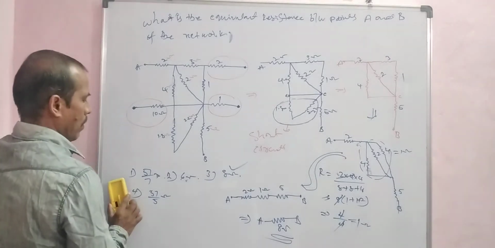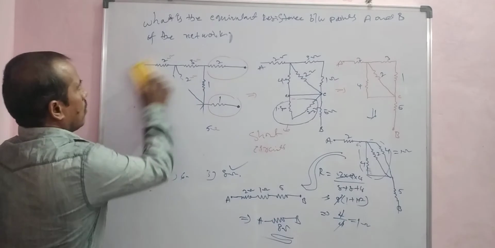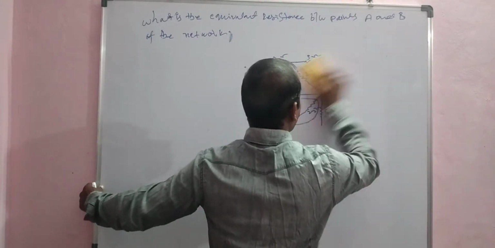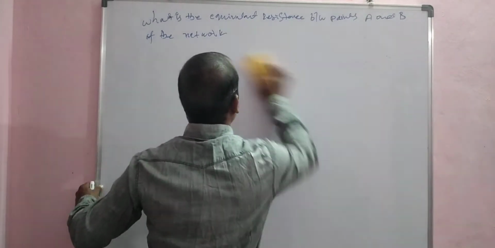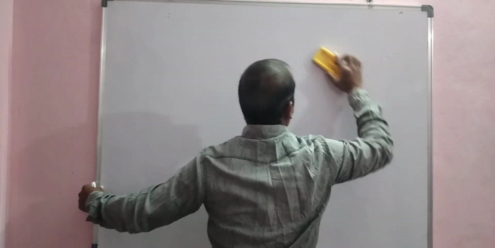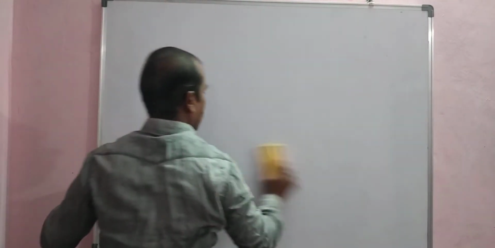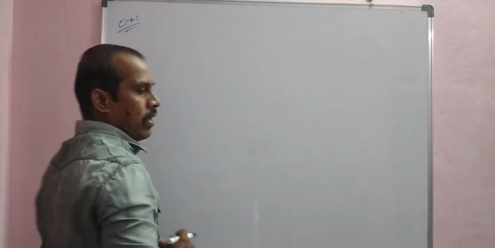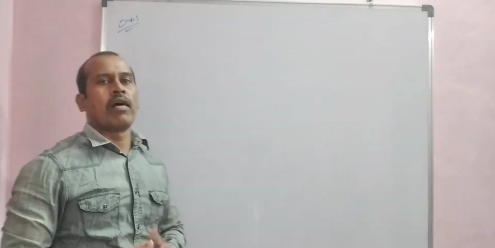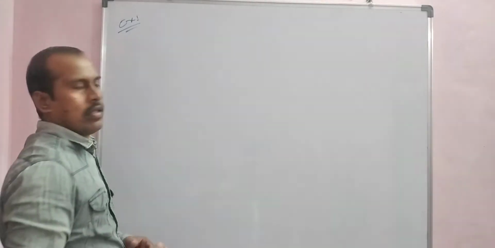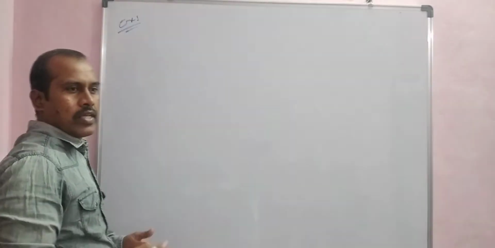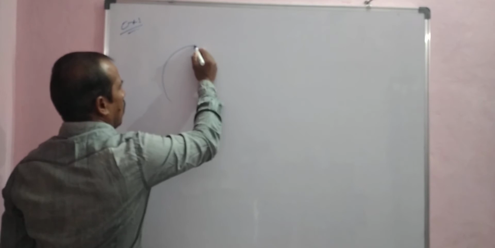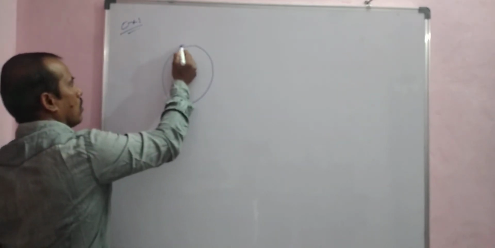Next one, the second previous problem. A ring of resistance R and radius r. Find the effective resistance of the given circuit between 2 points. This is a circuit ring.